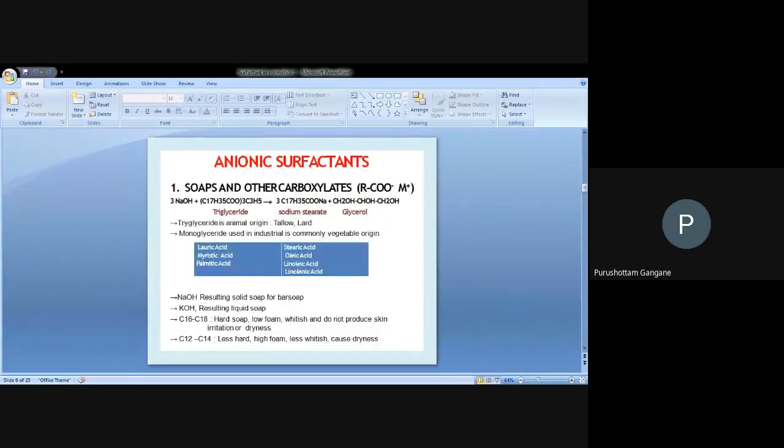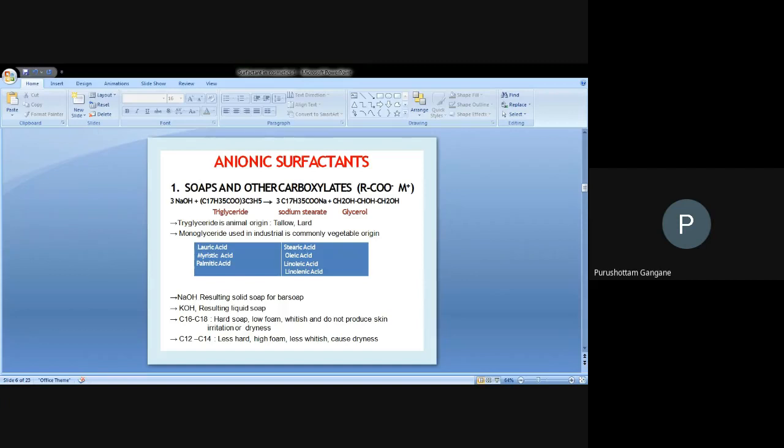First of all, we will see the anionic surfactants. As I already told you, they contain a negative charge. They are indicated by the carboxylate group RCOO-, negatively charged on their surface. So soaps are lauric acid, stearic acid, palmitic acid, myristic acid. These are nothing but soaps. They have the anionic charge and act as surfactants.